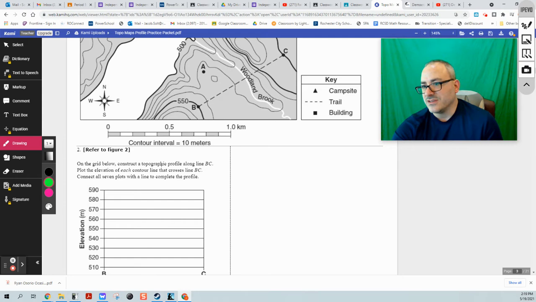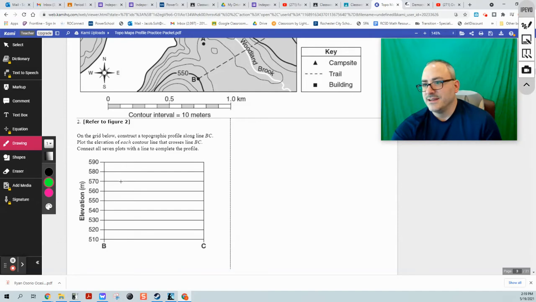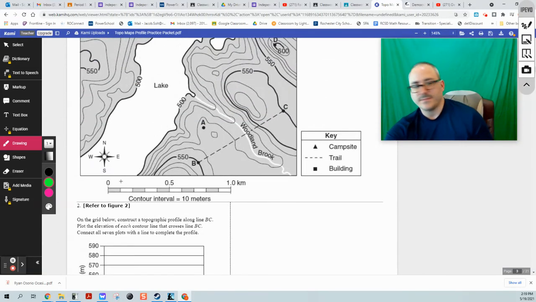On the grid below, construct a topographic profile along BC. All right, we're going to do a topographic profile of this. Plot the elevation of each contour line that crosses BC. Connect all 7 plots with a line to complete the profile.